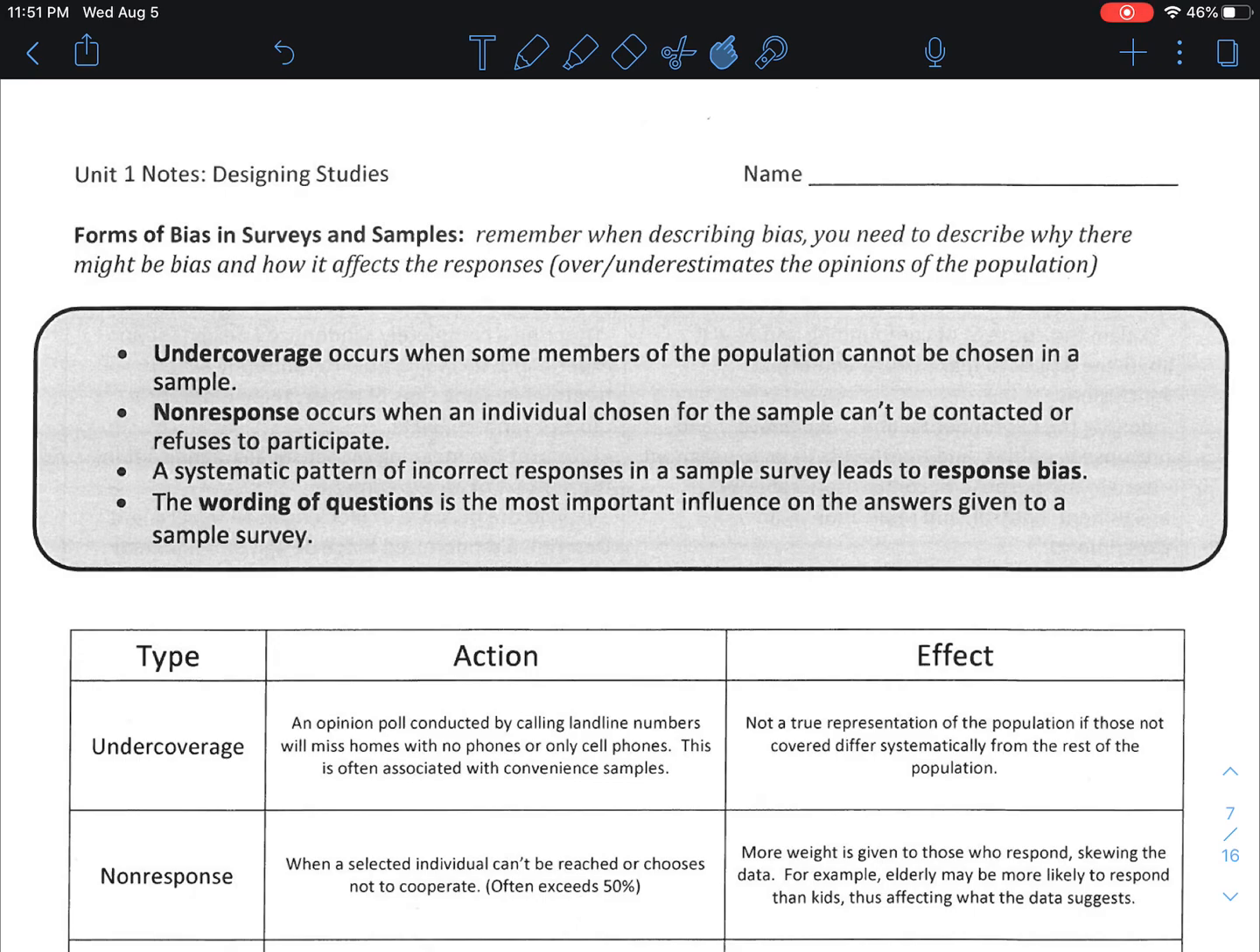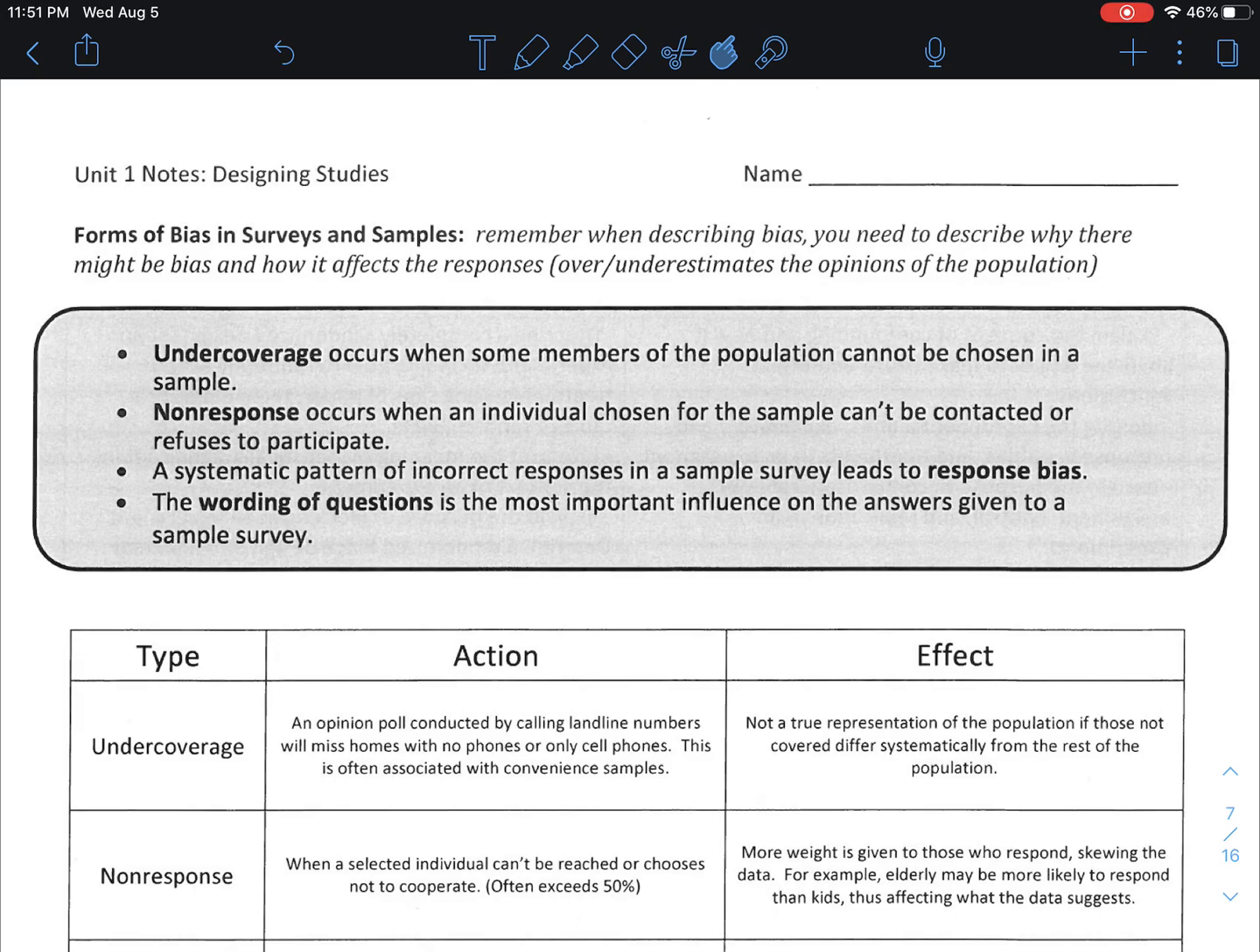So with undercoverage, you're not allowing every possible group of people to be part of it. Also homeless people, right? It's sad, it's unfortunate, but people that don't have a home probably don't have a landline, right? They also might have a cell phone potentially, but there's things like that, right? Groups of people that are not being considered for the sample.